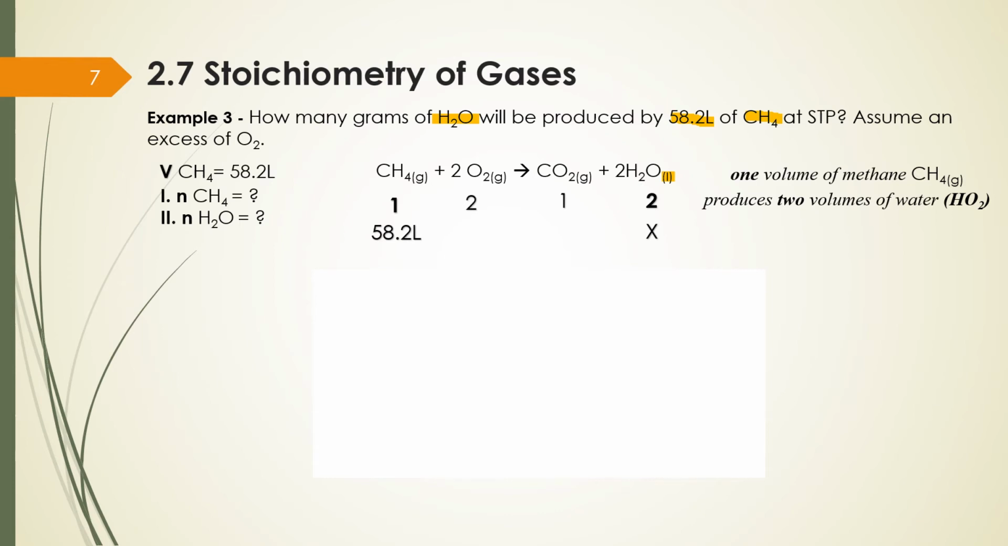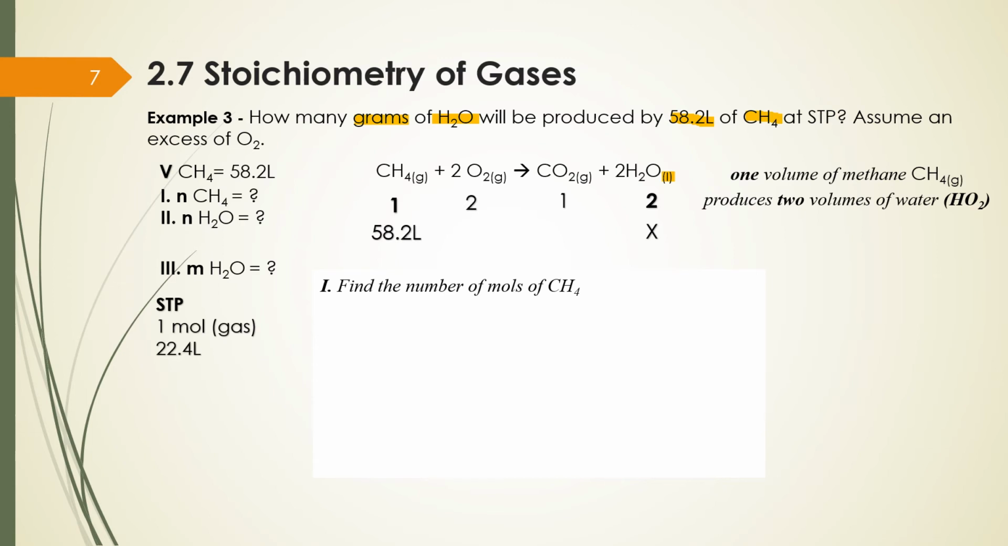But the problem is not asking the number of moles, but asking the grams. So when I have the number of moles of water, I can calculate the mass of water. So we're gonna do this exercise in 3 steps, okay? So the first step, find the number of moles of CH4. How do I do that?